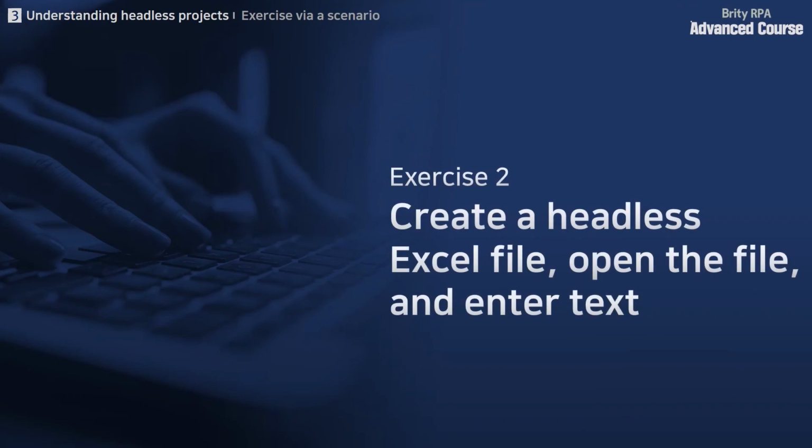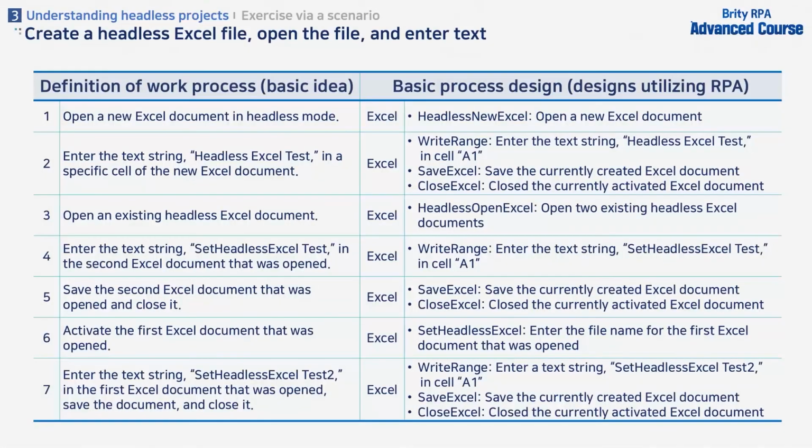Let's begin the second exercise. In this exercise, we will create a new Headless Excel document and enter a text string in the document. Then, we will open two existing Headless Excel documents and enter text strings in the documents. You can design the work process and basic process as follows. Create the task and execute it. Now, let's begin the implementation.